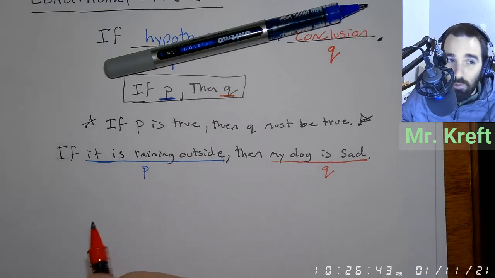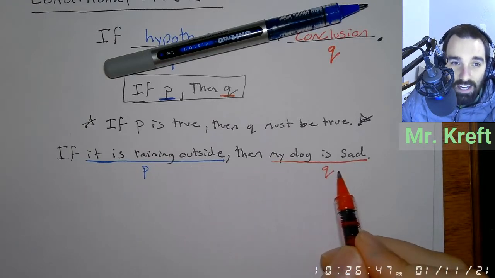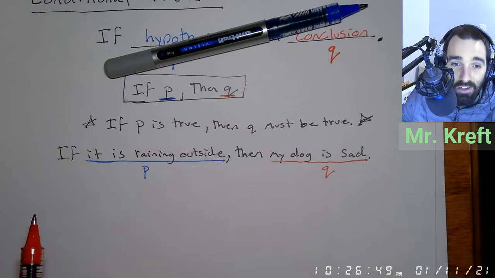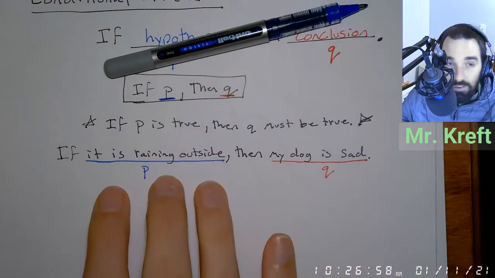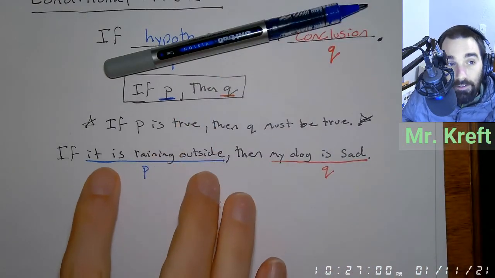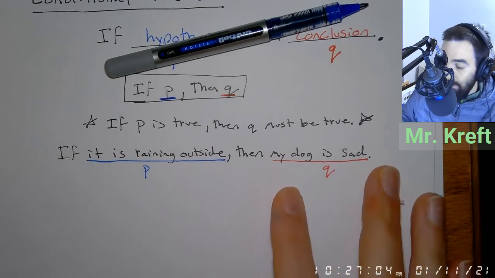Remember, that's not what we're doing here. This is purely just logic. So if it is raining outside, then my dog is sad. So it's raining outside right now, so my dog is sad because she loves going outside, but she hates the rain. So she doesn't like going outside in the rain. Okay? So this is an example of what we're going to be doing. So I have my condition, and then I have my conclusion.